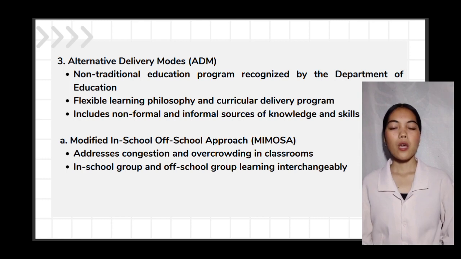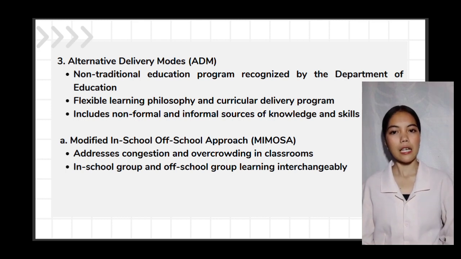In number 3, we have letter A, modified in-school off-school approach, which addresses congestion and overcrowding in classrooms. In-school group and off-school group learn interchangeably. So the modified in-school off-school approach, or MIMOSA, tackles issues such as overcrowded classrooms by dividing students into in-school and off-school groups. They alternate between traditional classroom learning and independent activities.